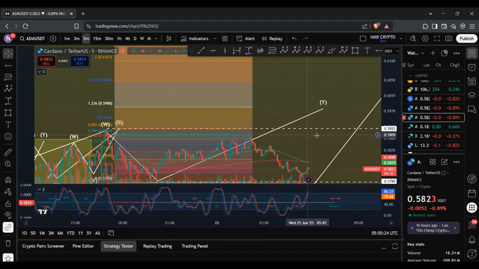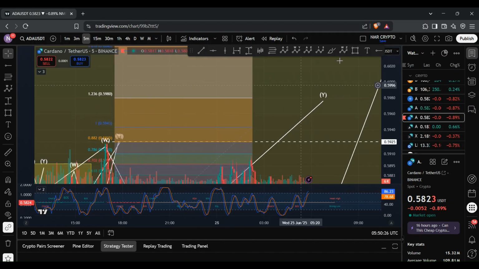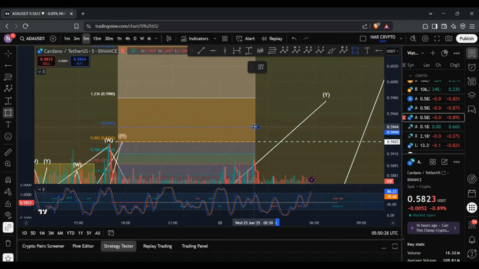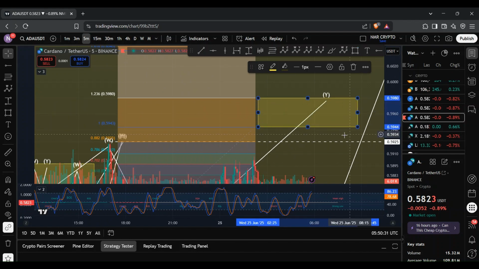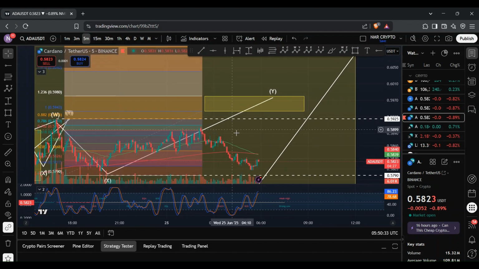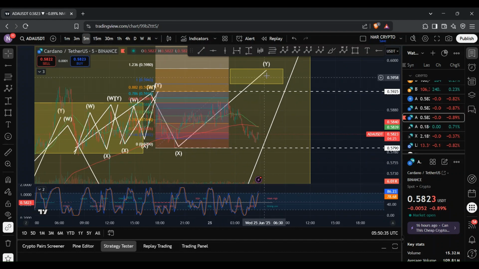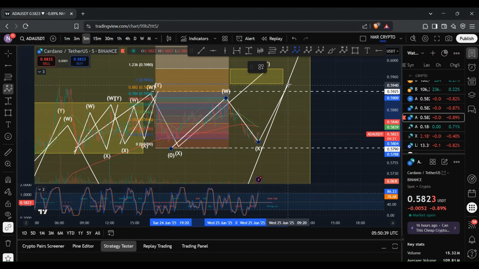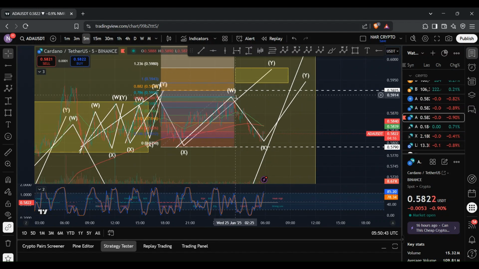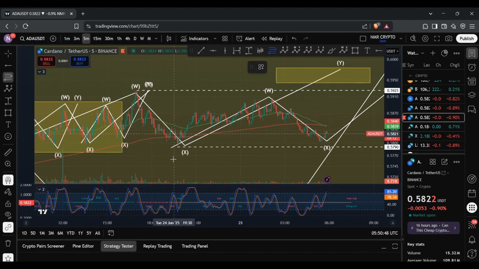And so ADA has the potential to reach anywhere between 59.43 cents to 59.8 cents. For this to play out, we essentially need the Y wave to be made up of a WXY structure, where this would be the W wave, this would be the X wave, and then we get a final push to the upside to complete that Y wave. And we know that this X wave would chase anywhere between 50 to 88.2% of the W wave.